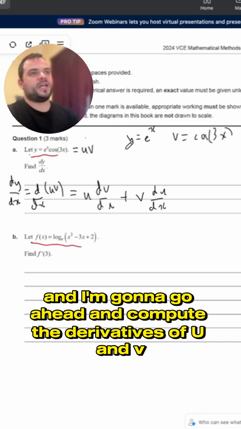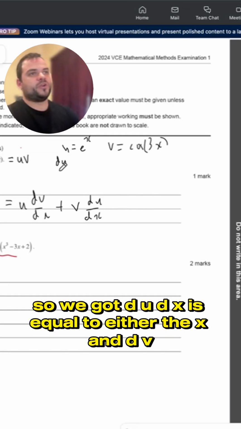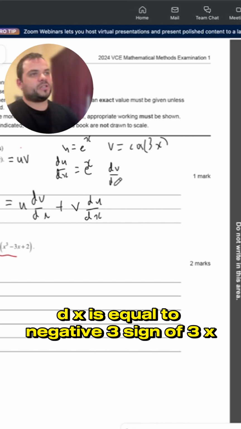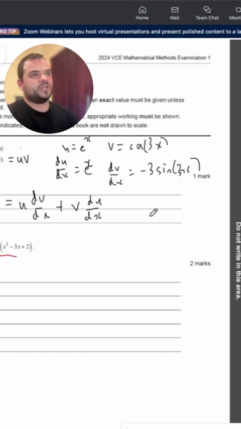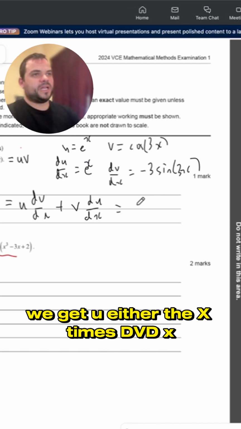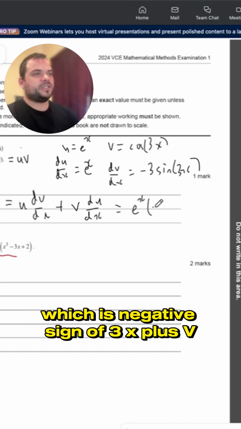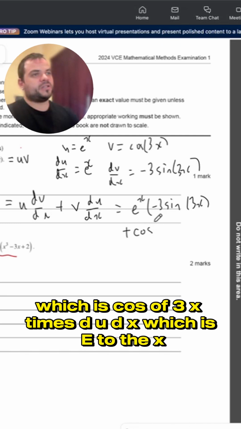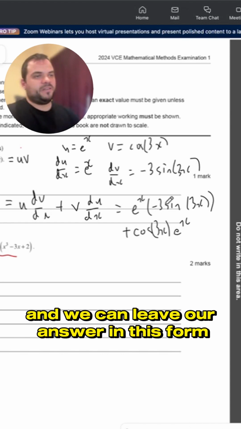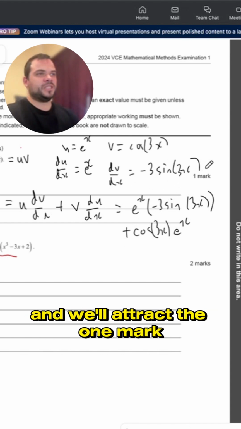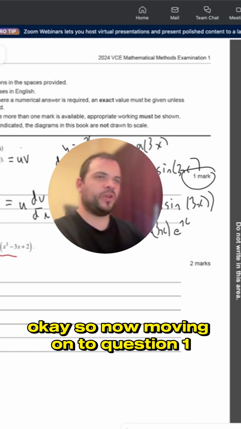And I'm going to go ahead and compute the derivatives of u and v. So we've got du dx is equal to e to the x, and dv dx is equal to negative 3 sine of 3x. Plugging these into our product rule, we get u, e to the x, times dv dx, which is negative 3 sine of 3x, plus v, which is cos of 3x, times du dx, which is e to the x. And we can leave our answer in this form, as this is only a 1-mark question, and we'll attract the 1 mark.